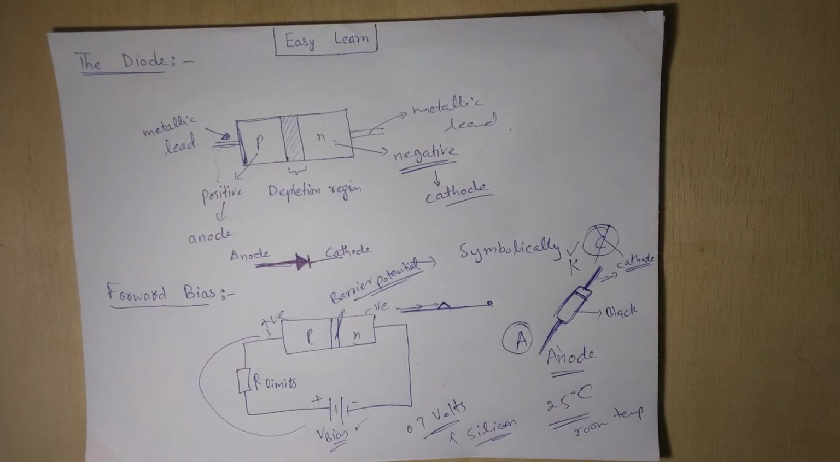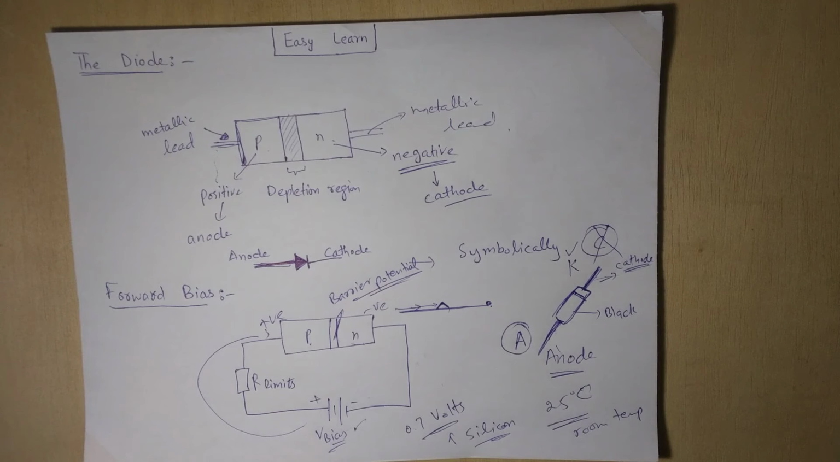So this explains the fundamental picture of what happens when a diode is forward biased, and I will explain the next things later. This is the first video of this chapter, an introductory video.